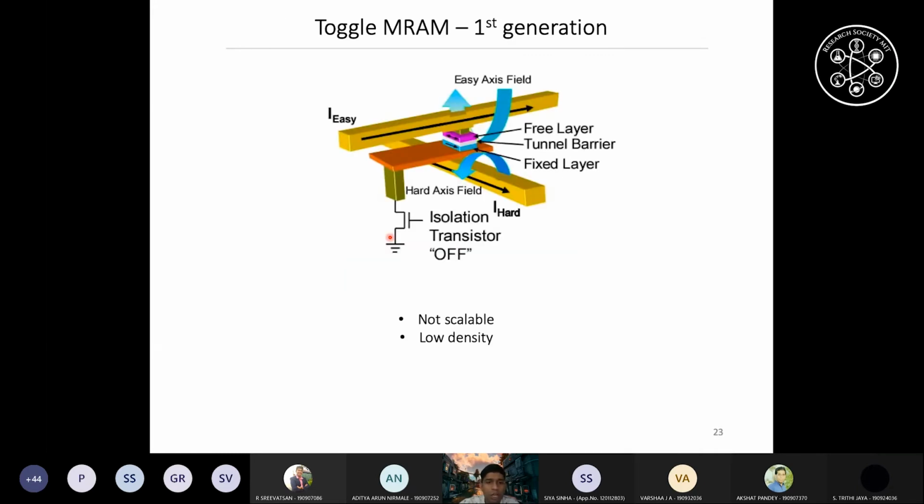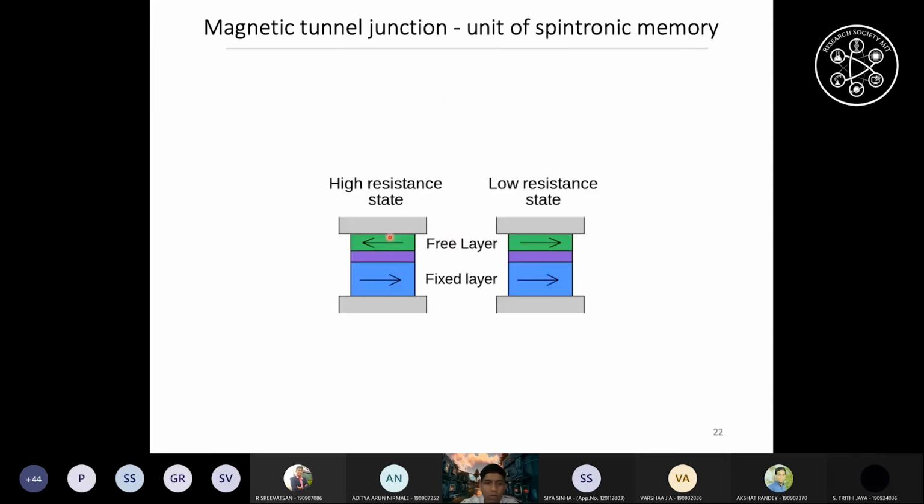So the first generation of MRAM, magnetic RAM, actually came. Okay, maybe go back. So in this unit, basically, one of the layers is fixed. It does not change. And the green layer is where you store the data. So if you want to write 1, you align it anti-parallel. If you want to write 0, you align it parallel.